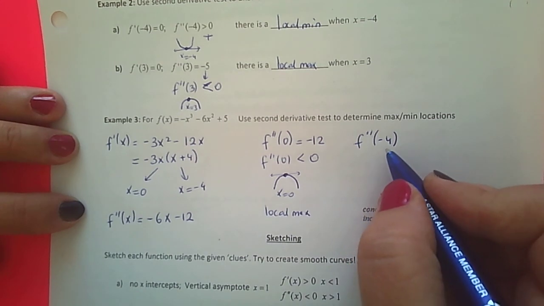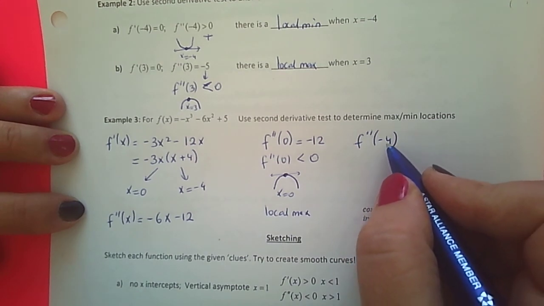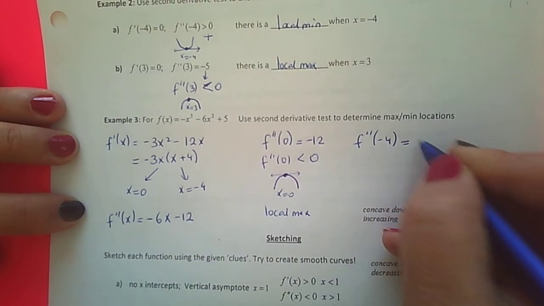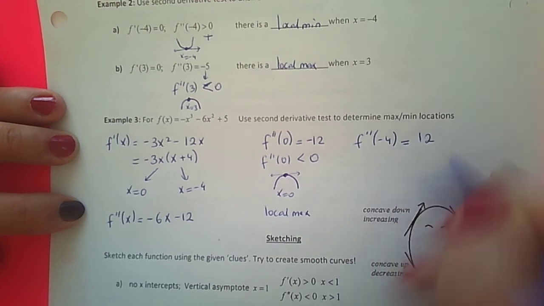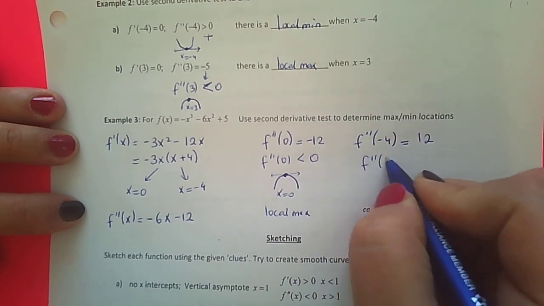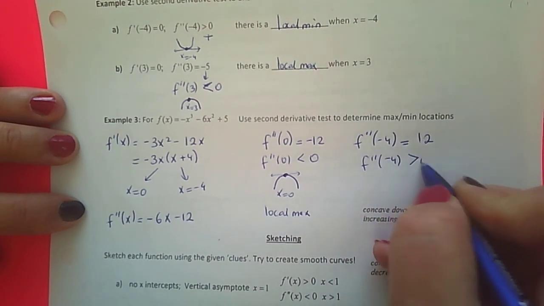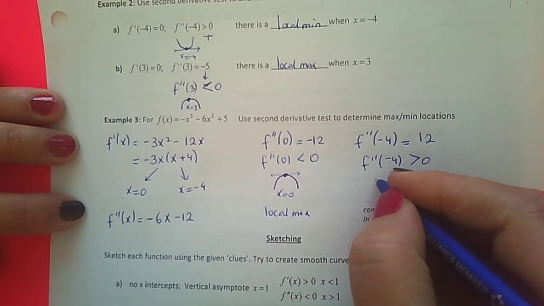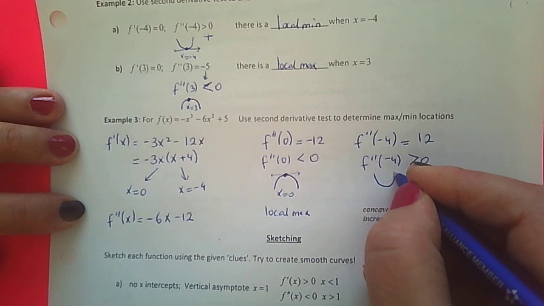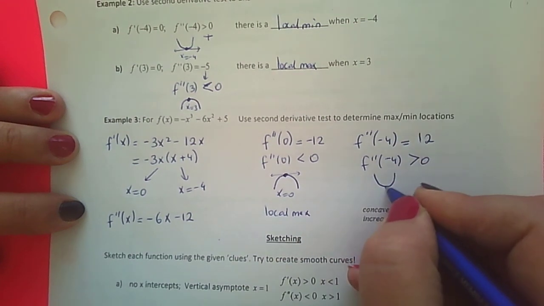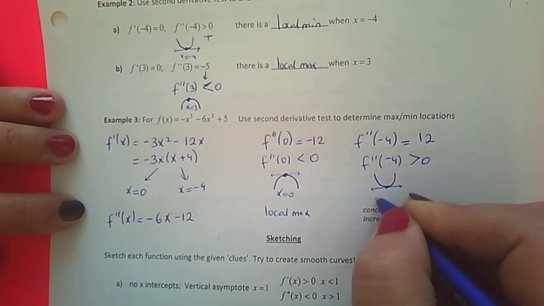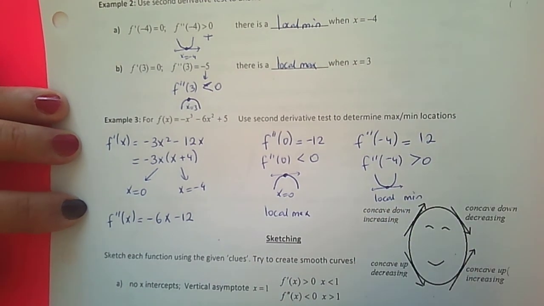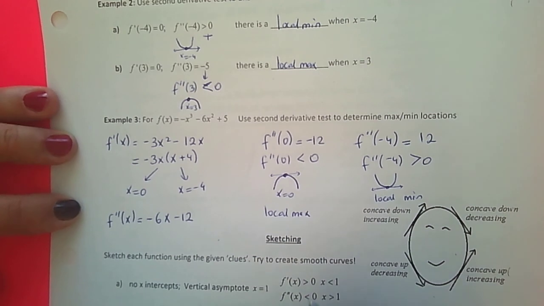We can do the same thing for negative 4. So let's take negative 4 and substitute in the function. So we get positive 12. So the second derivative is greater than 0 when x is equal to negative 4. Means the original function is concave up. So that critical point must be then a local minimum point. So please check part 2 for the next question.